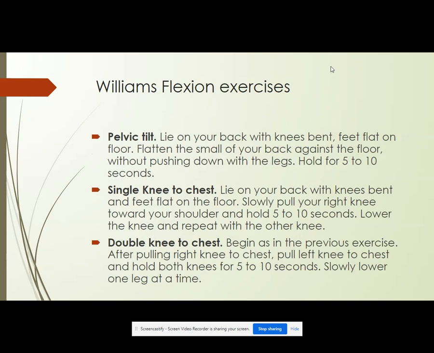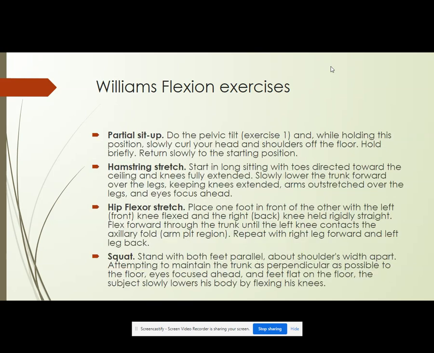So Williams flexion exercises, it's what you've probably seen, which is like a pelvic tilt, where you lie on your back and you work on the flexion of the core, your abs. Single knee to chest, a lot of core work, abdominal work, double knees to chest. So notice this is all flexion exercises, so we're working on the front. It's the most commonly thought of and used exercises, I will tell you that. But this is just some of them. There's more. There's partial sit-up, hamstring stretch, hip flexor stretch, and squatting.